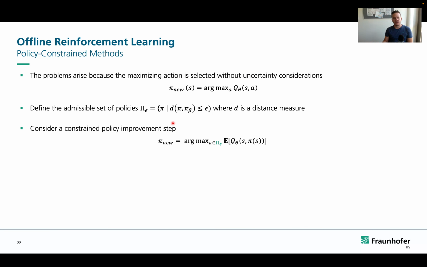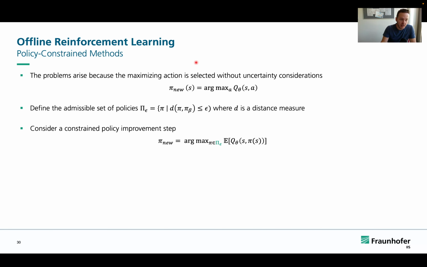The idea is to find an admissible set of policies, pi epsilon. This means that there are certain policies that lie within an epsilon distance from the policies we have in our data set. D is the distance measure, and we want the distance for all the policies that we define to be part of our admissible set to lie within this distance epsilon around the policies that we have in our data set.